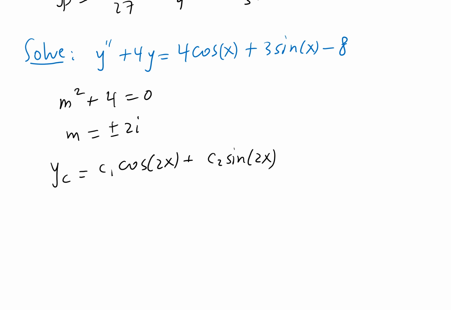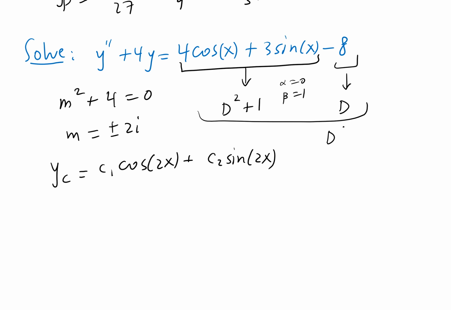Now for the right hand side, we need to see what the annihilator is going to be. The cosine and sine part has annihilator d squared plus 1, because alpha is 0 here and beta is 1, if you remember the previous section. And for the constant, the annihilator is d itself. Then the annihilator for the whole thing is their product, by the previous section.